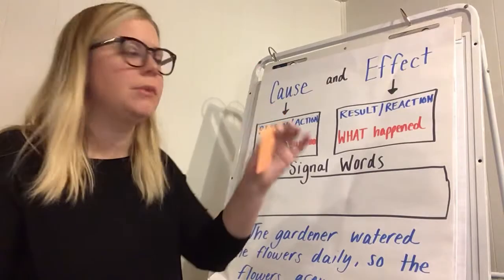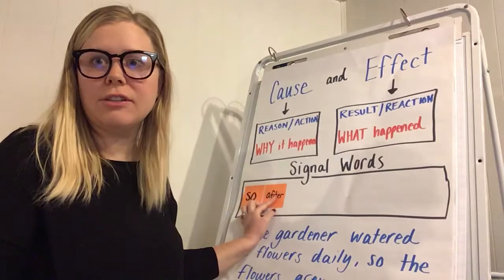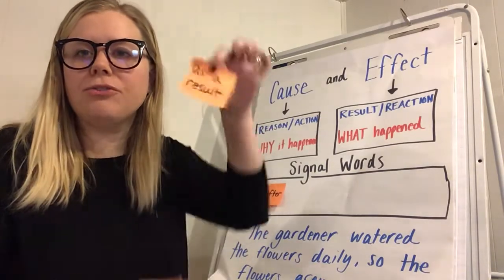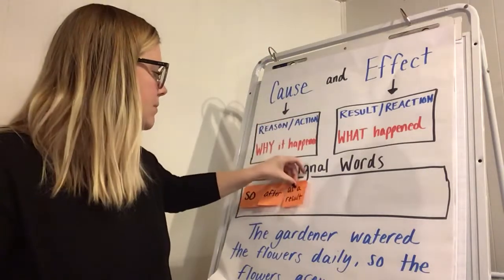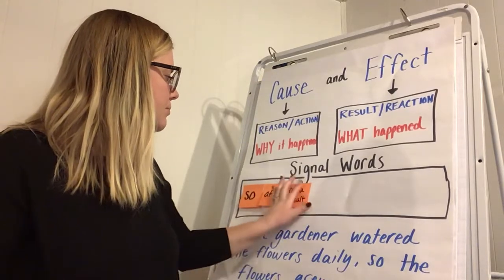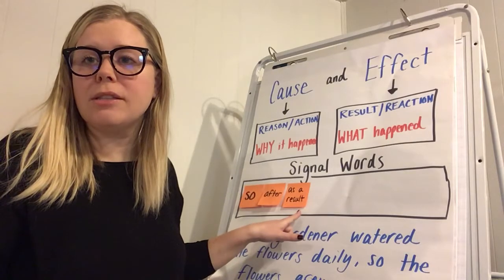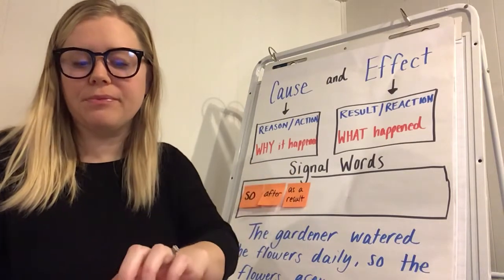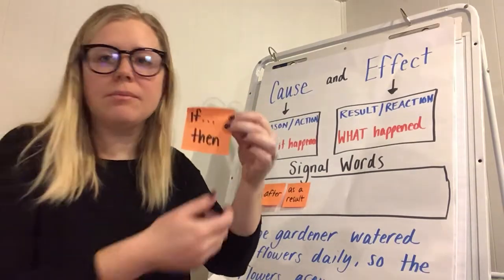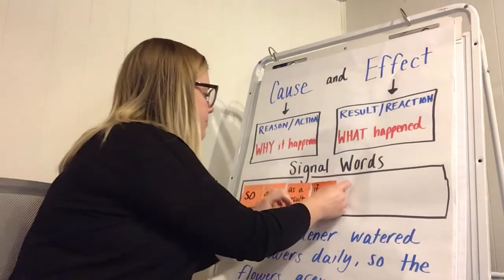Another one is after. So a sequencing and signal word, after. So after I hit the light switch, the lights turn off. Another little phrase is as a result. So as a result of flipping the light switch, the lights turned off. Another common, these are two words you can see, if, then. So if I hit this light switch, then the lights will turn off.